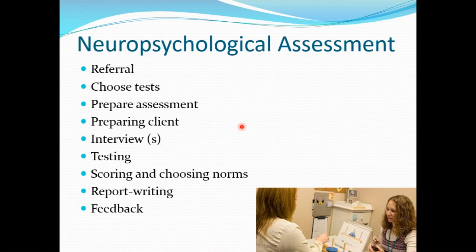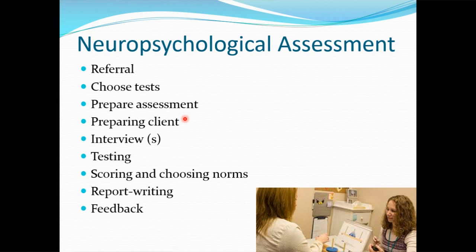Now, the process of a neuropsychological assessment, as I said, a lot of this is common sense, and if you've been doing neuropsychological assessments, this should be quite easy. You get your referral, you choose your tests. Some psychologists prefer to use a set battery of tests on each patient. That's one way to do it. I prefer to select the tests depending on what you want answered. You prepare the assessment, so you get all of your things together.